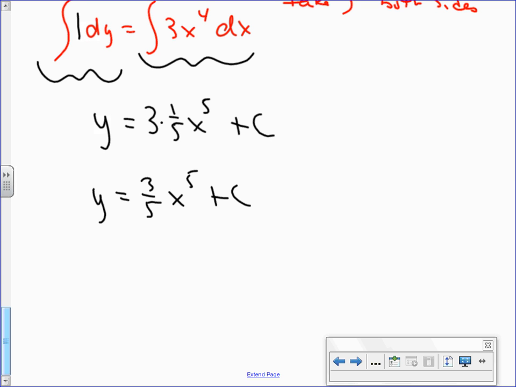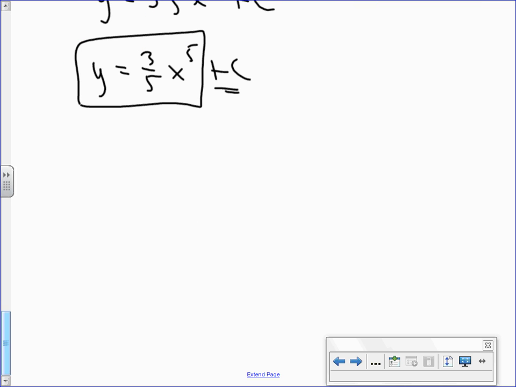This is a family of functions. This answer here, and also this answer plus 1, this answer minus 6, this answer plus 2/3. In fact, there's an infinite number of answers. So we have to have a plus c there to recognize that. Okay, almost done.